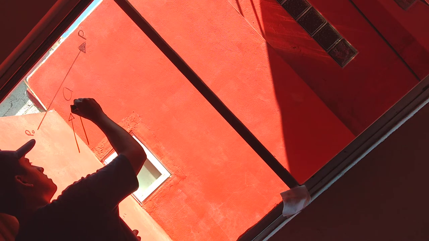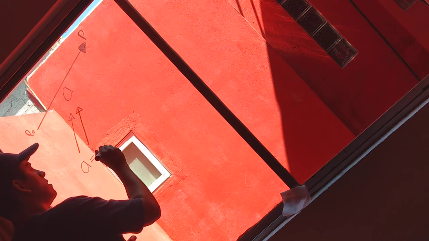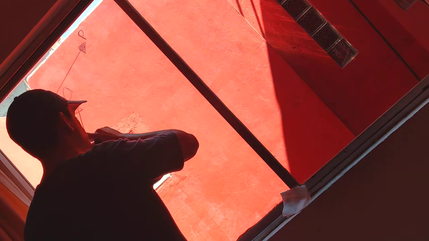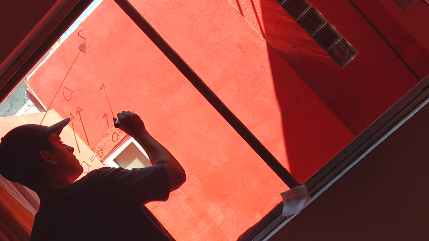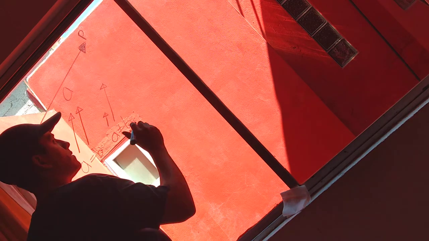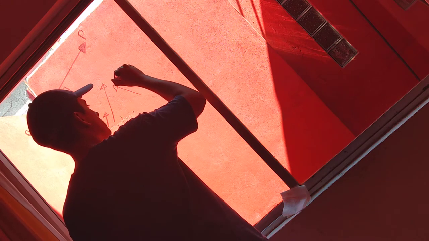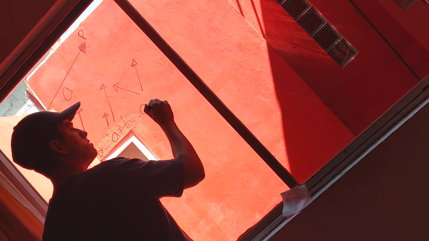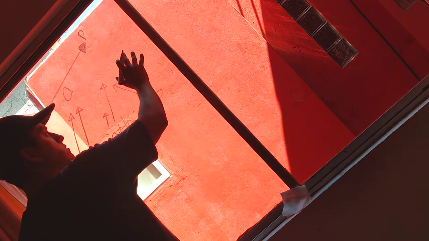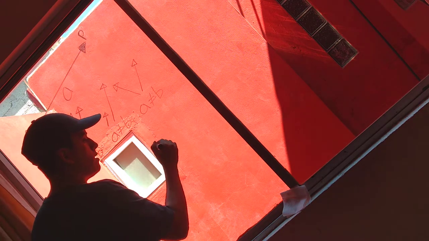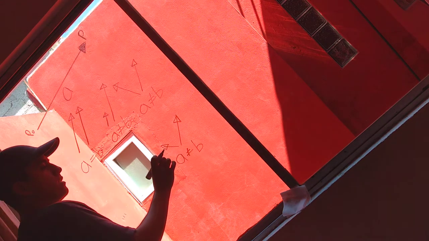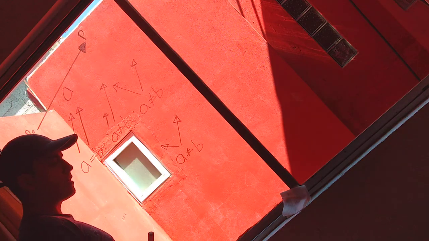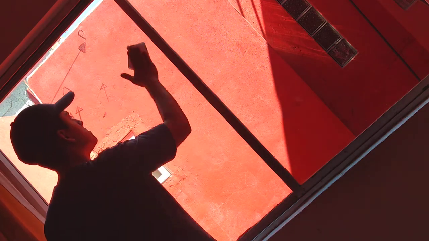There are many types of vectors. Like this, those are equivalent vectors where A is equal to B because they have the same magnitude and direction, but those are different because they have the same direction but different magnitude. Those are different too because they have the same magnitude but different direction. And the last one is this. They are also different because they have different magnitude and different direction. Okay? So, let's continue with this.